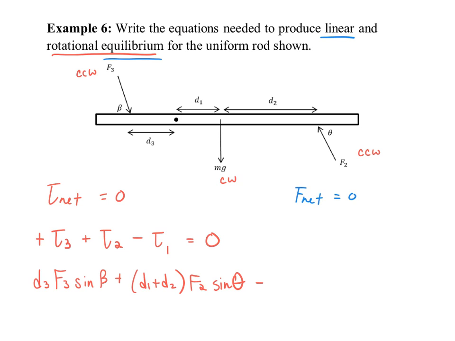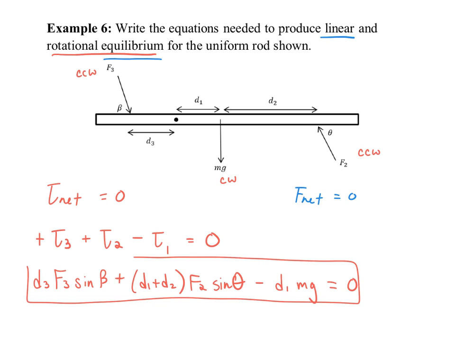So we're going to have a minus again because it's clockwise here. Again, these other ones were plus. This is a minus. The distance is d1. The force acting down is the weight, which is really just mg, times the sine of 90, which is 1. So that's our equation for net torque. This is the equation for net torque, and that net torque is set equal to 0 to show that we're in rotational equilibrium.